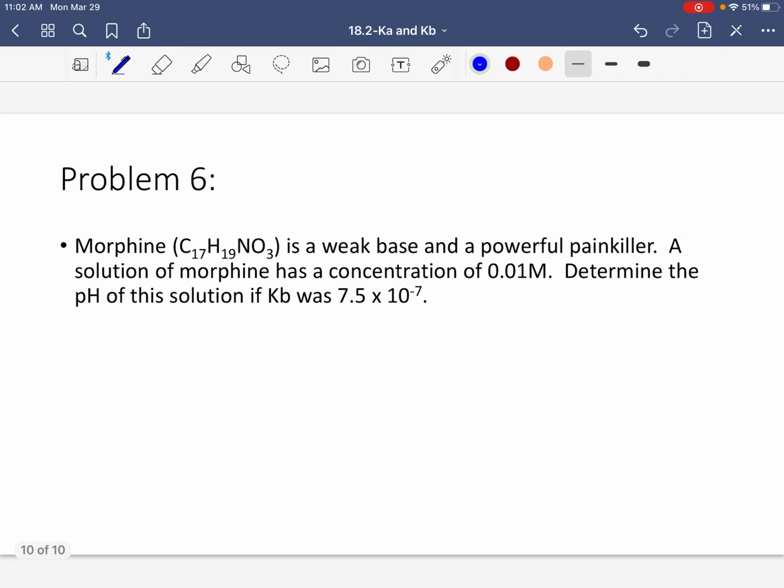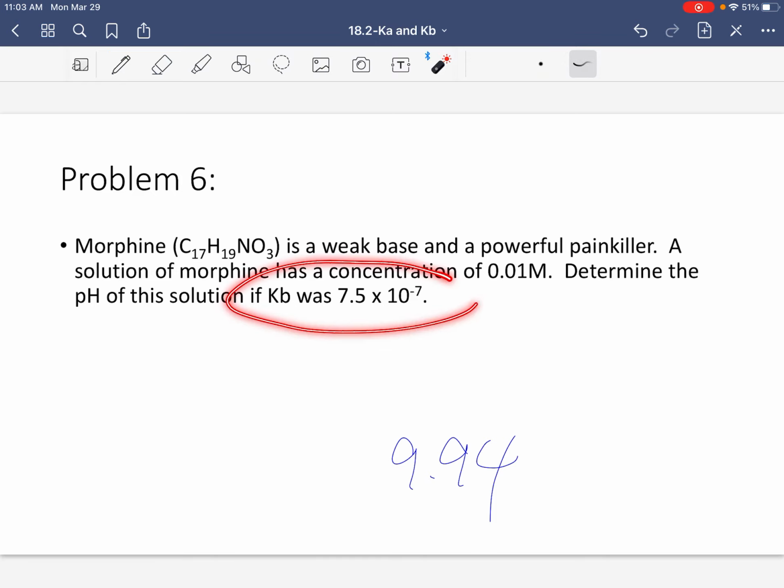All right, this one's yours. Let me just tell you the answer. The answer is 9.94. That's again a weak base number. Don't go find Kb for this. I'm going to give you Kb for this. This is not something that you can easily find. I researched this, and it is 7.5 times 10 to the power of negative 7. This is the Kb value of this thing called morphine.